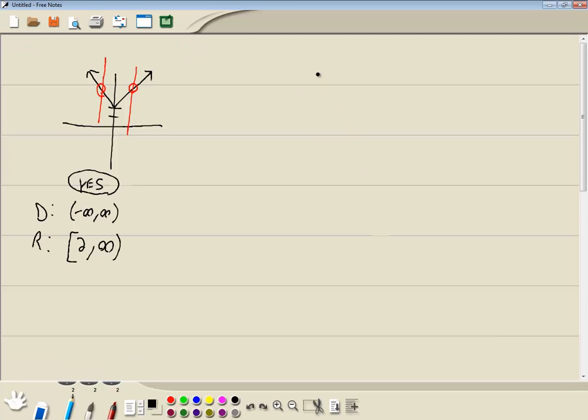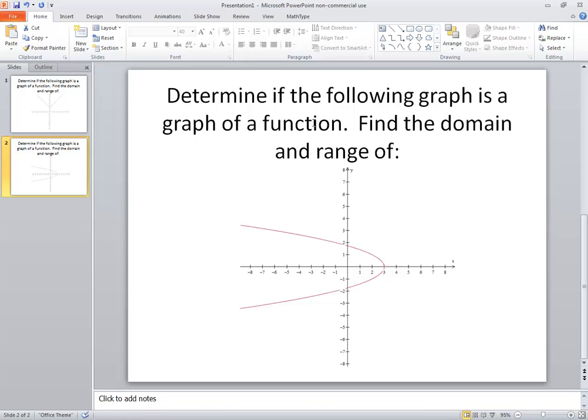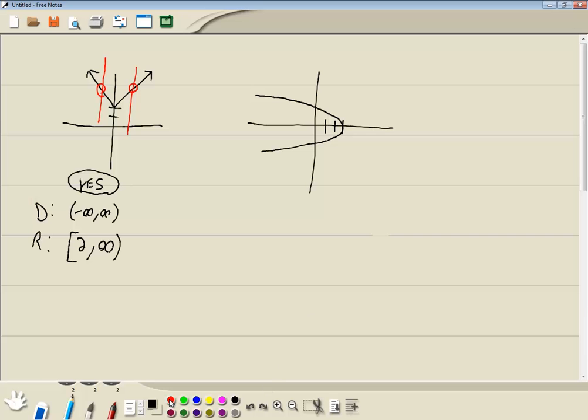Okay. Now let me sketch this one. First question is whether it's a function or not. Determine if the following graph is a graph of a function. And if I use the vertical line test, if I drop a vertical line here, it intersects at 2 or more places. Again, if you can draw a vertical line that intersects at 2 or more places, that means it's not a function. So the first answer on that is no.